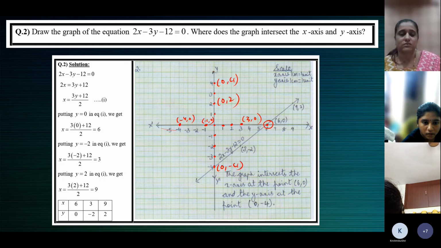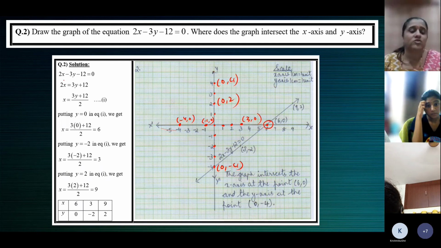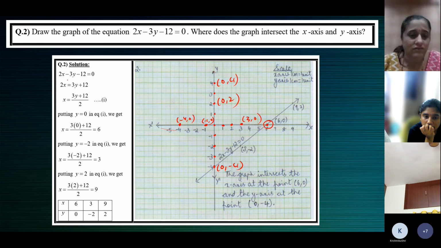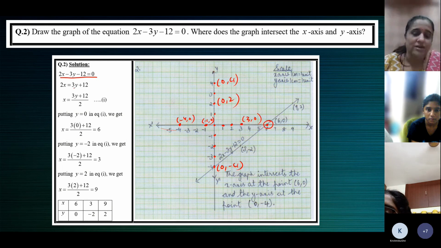Now we'll see how to make the graph. This is very important. To make the graph, take the equation. This is the equation given, correct? Say yes, all of you.